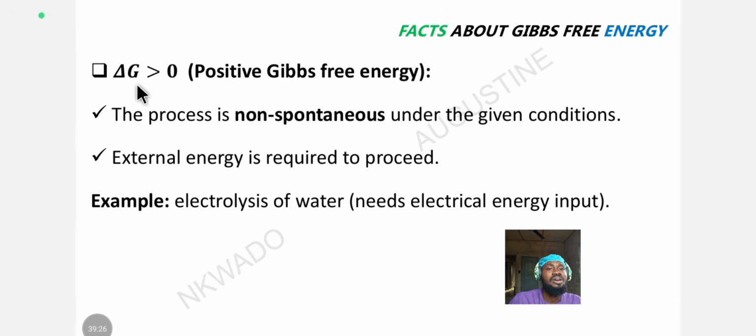The third one. Remember we did less than 0, we did equal to 0, which is at equilibrium. Now we are doing greater than 0. When Gibbs free energy is greater than 0, we've discussed this before, but let me just remind you. That means positive Gibbs free energy. This indicates that the process is non-spontaneous under the given condition. Yes, it's not spontaneous when it's positive.